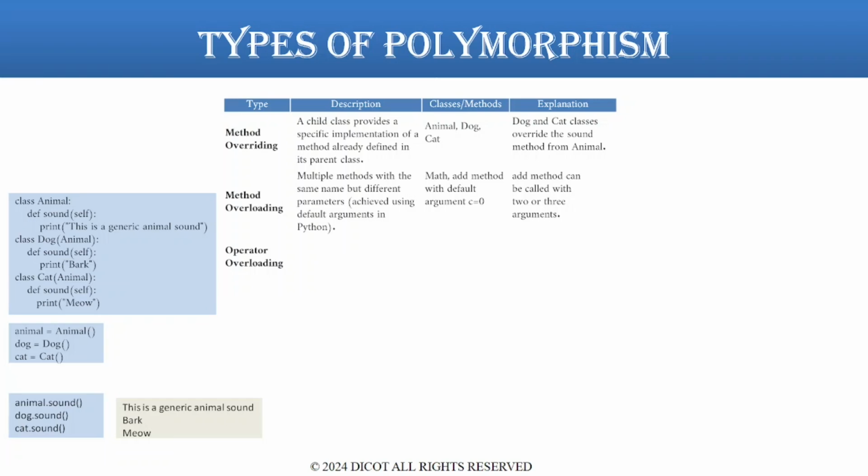Let's define a Math class with an add function. Class Math, def add(self, a, b, c=0): return a + b + c. Now, let's see the behavior by creating a Math object and calling the add function with 2 arguments first, then with 3 arguments. The output in this case is 3 and 6.